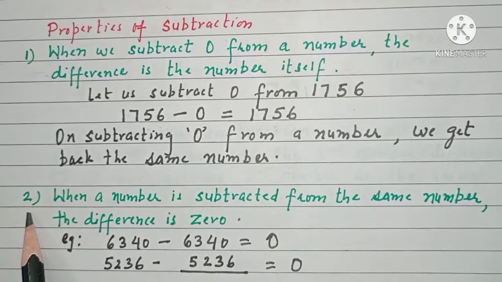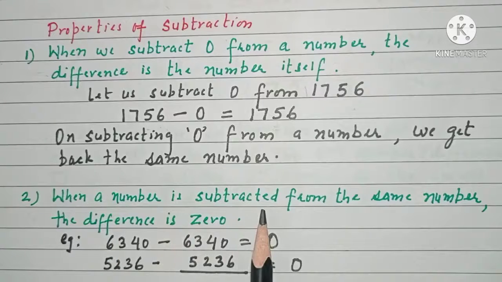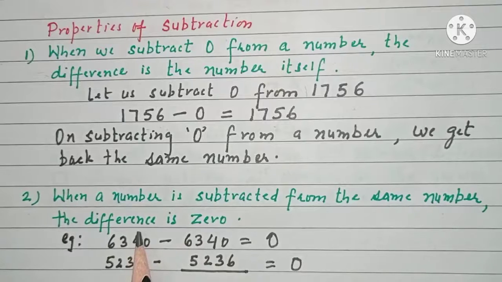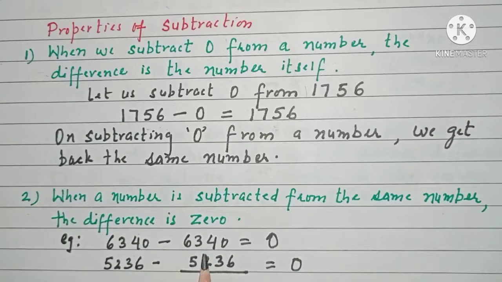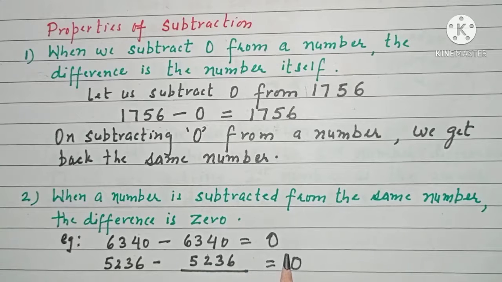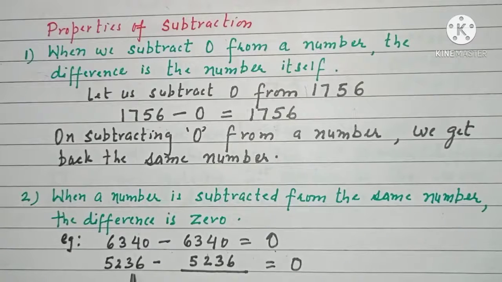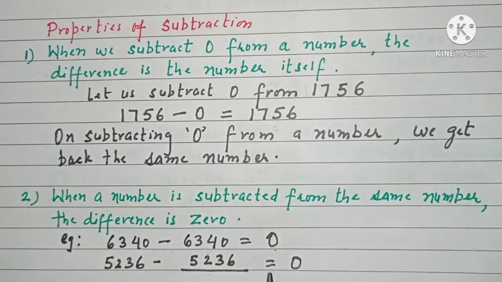Now, as per the second property, when a number is subtracted from the same number, the difference is 0. That means when two same numbers are subtracted, their difference, their answer is 0. For example, 6340 minus 6340, and the answer comes out to be 0. Similarly, 5236 minus 5236, the answer comes out to be 0.